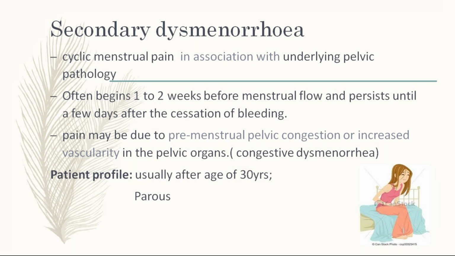Then we'll go for secondary dysmenorrhea. This is cyclic menstrual pain in association with underlying pelvic pathology. It often begins 1 to 2 weeks before menstrual flow and persists until a few days after cessation of the bleeding. Primary dysmenorrhea is only for 2 to 3 days, but secondary dysmenorrhea is a prolonged pain.